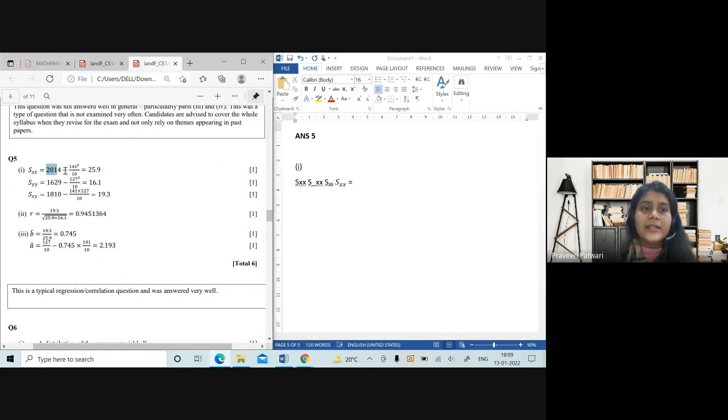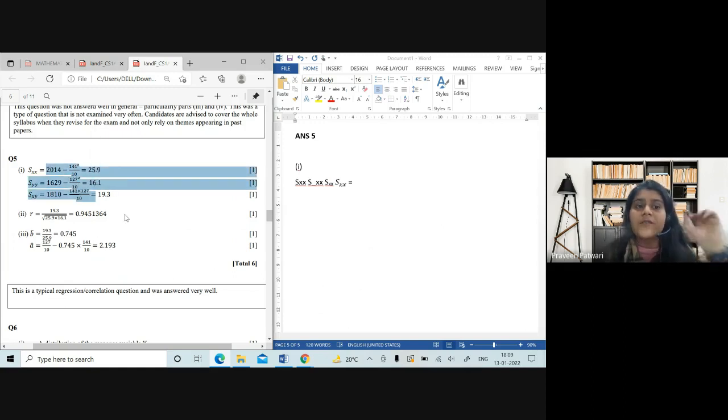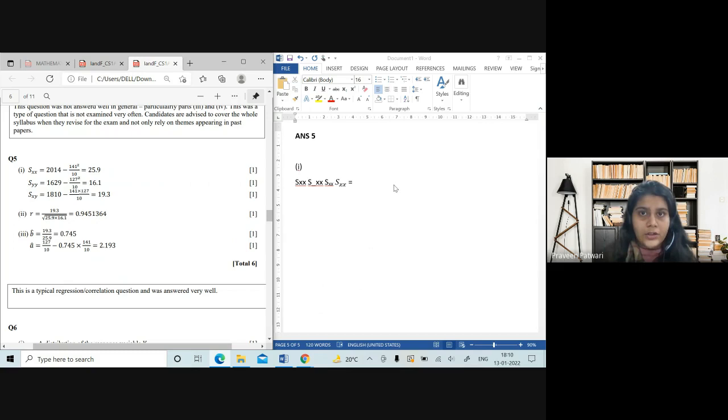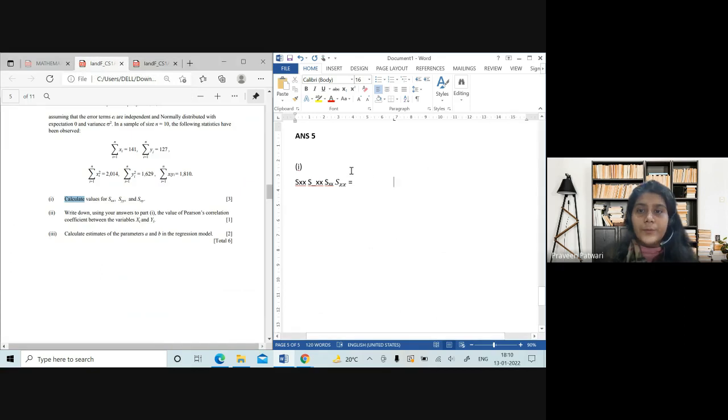So for example, in the examiner's report, they have straight away shown the substitution. They haven't given the formula. I would suggest that, let's say first we're calculating Sxx. So for Sxx, you can write the formula, and maybe for Syy and Sxy, you can omit it. Okay, and then you must show the working, because one step is important for calculations. And then finally write the answer in this form.